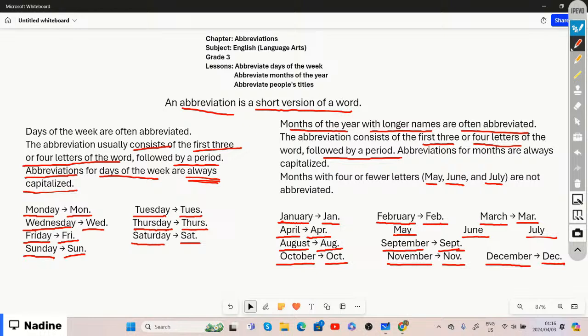And we said that the months of the year with longer names, we abbreviate. But if it has four or fewer letters, like May, June, and July, we do not abbreviate those words because they're already short, right? So when we abbreviate the words, it's either going to be the first three letters or the first four letters of that specific month of the year. And months of the year, we always need to capitalize, whether we leave it the same way or abbreviate it, right?